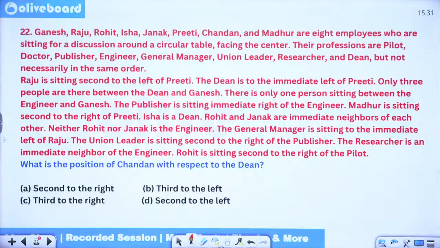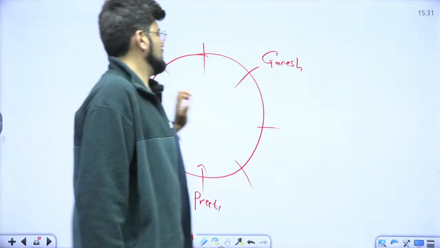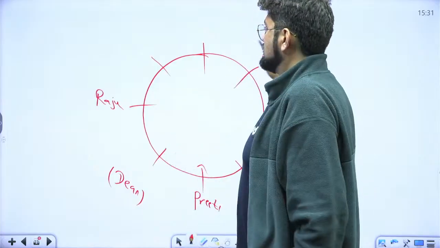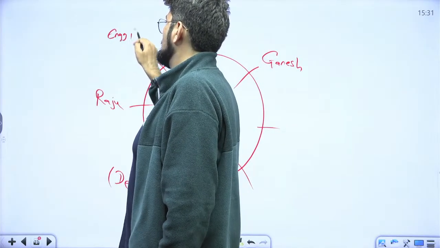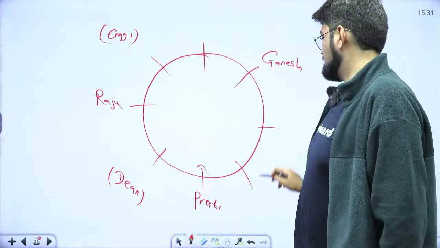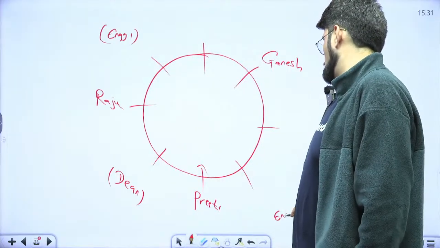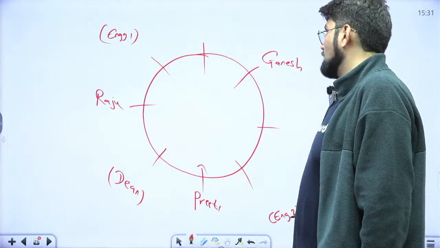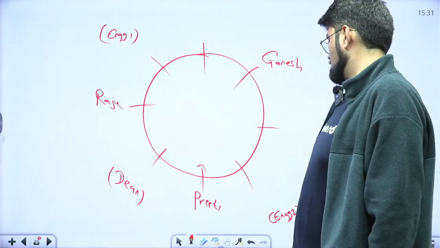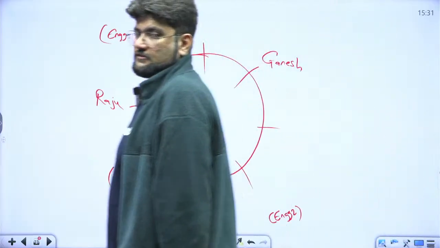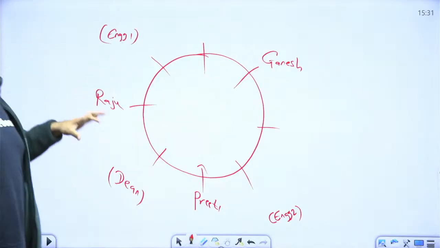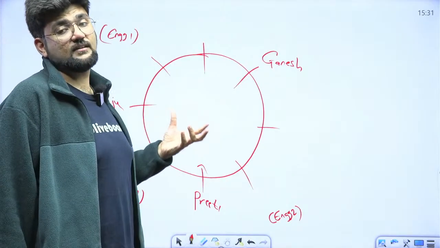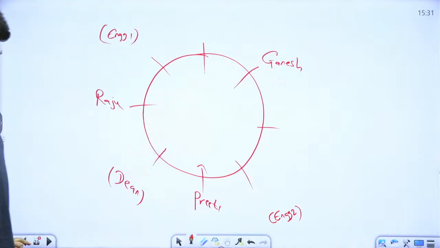One person sitting between the engineer and Ganesh. Now, this is tricky. So either this person can be the engineer, so we label him as engineer 1, or this person can be the engineer, engineer 2. Okay. Engineer 1, Engineer 2. Two possible cases. We have depicted them here only. I know initially this seems to be confusing, but this ends up saving a lot of time. Okay, next.